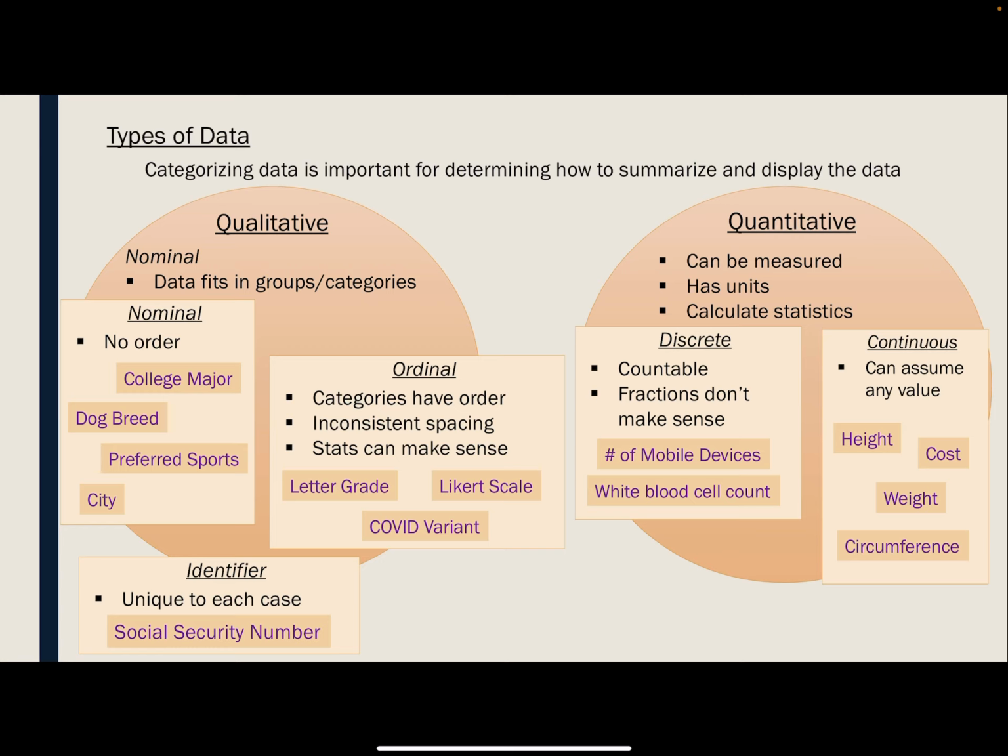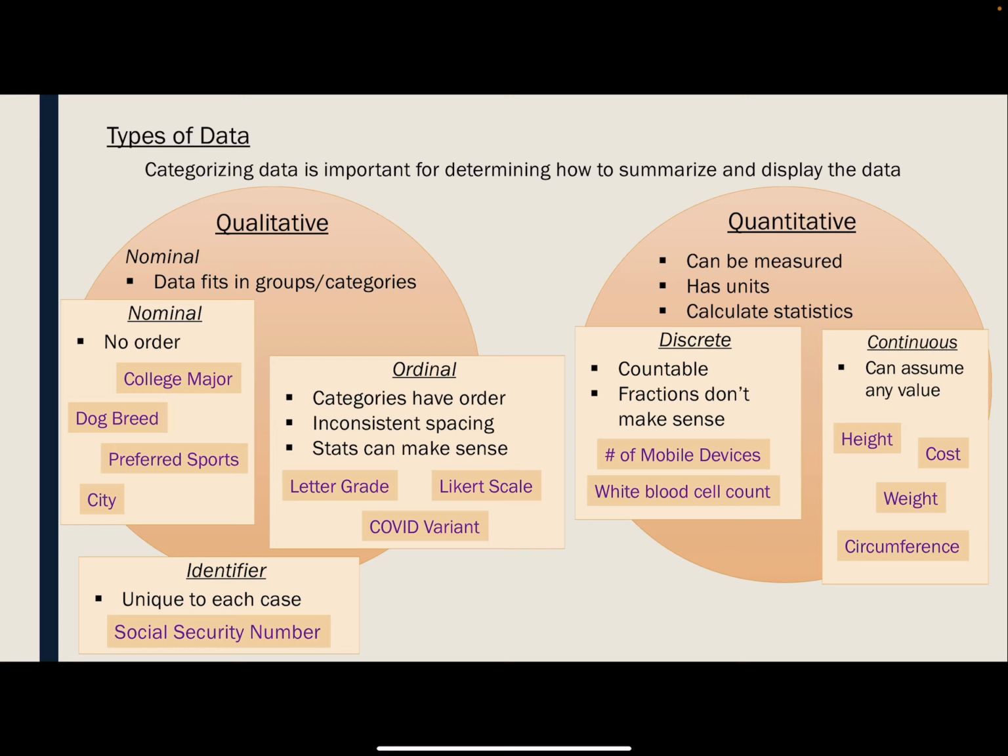So there's two types of quantitative variables, discrete and continuous. A discrete quantitative variable is a variable that can be counted. So if I said, how many TVs do you have in your house? You can't have half a TV, right? All the answers are going to be something like 0, 1, 2, 3. That's a discrete quantitative variable. So I have some other examples here. If I said, how many mobile devices do you own? Or what is a white blood cell count? It doesn't make sense to have half of those units.